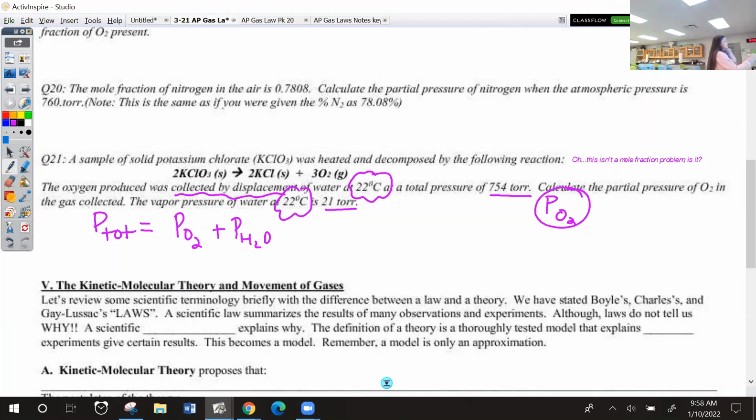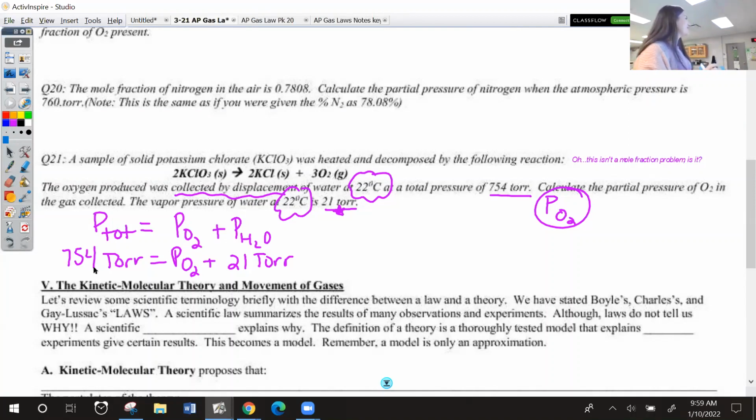So our total pressure is 21 torr. They're giving us that. Just make sure always that you check your units as usual because you might have to convert something. I'm looking for my PO2, and the pressure of my water they give us right here. That comes from a chart, so they'll give you the water vapor pressure from a chart. And this is 21 torr. Oh, oops, just kidding. Sorry, I did my total pressure wrong. You guys have to correct me on this. Total pressure is 754 torr.